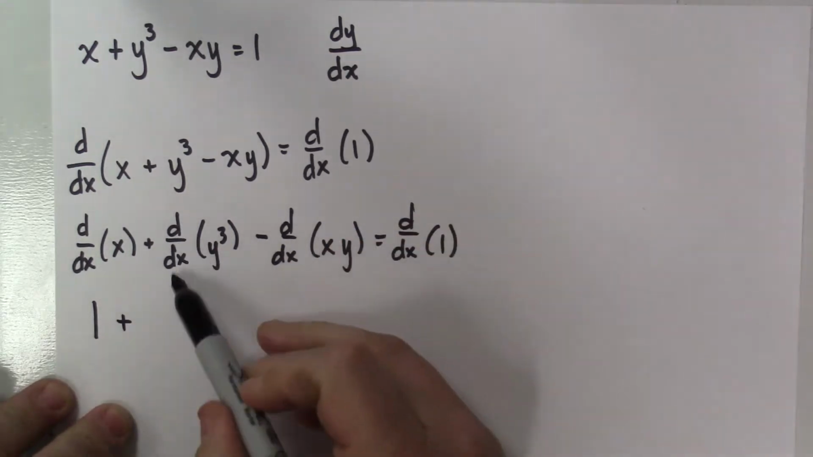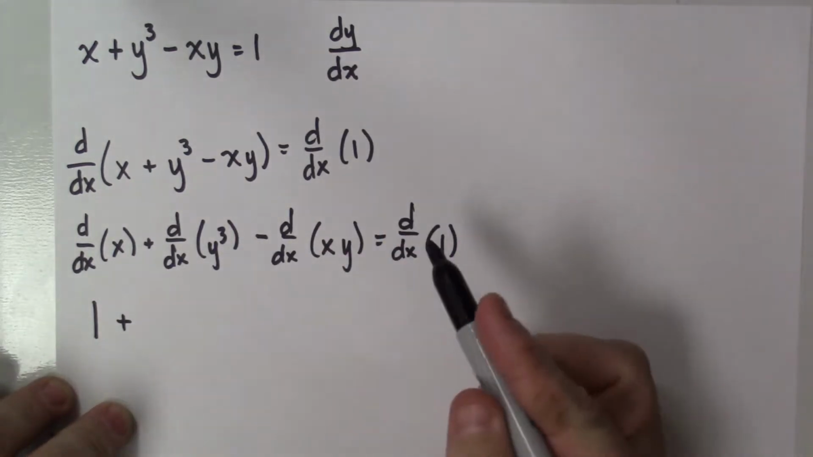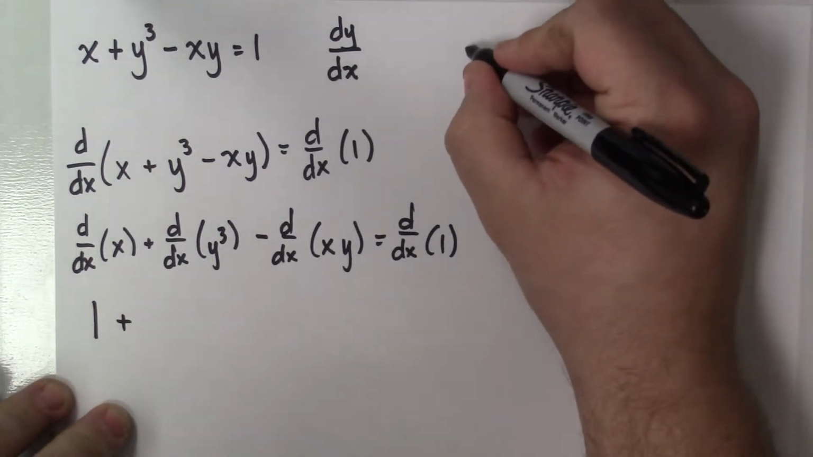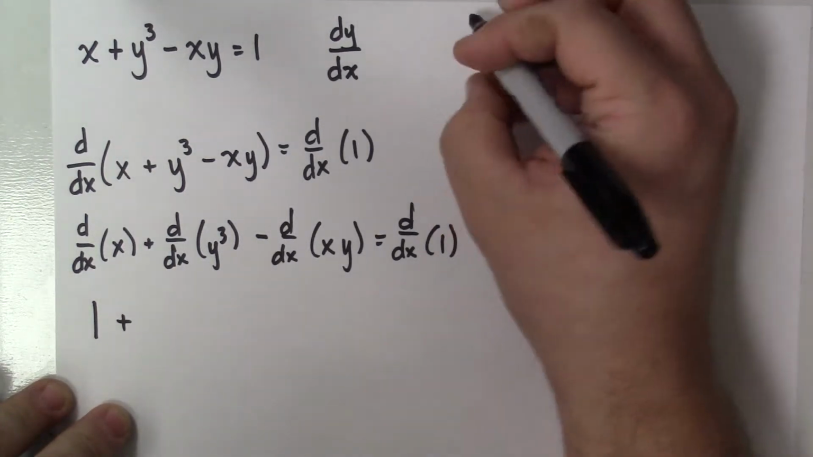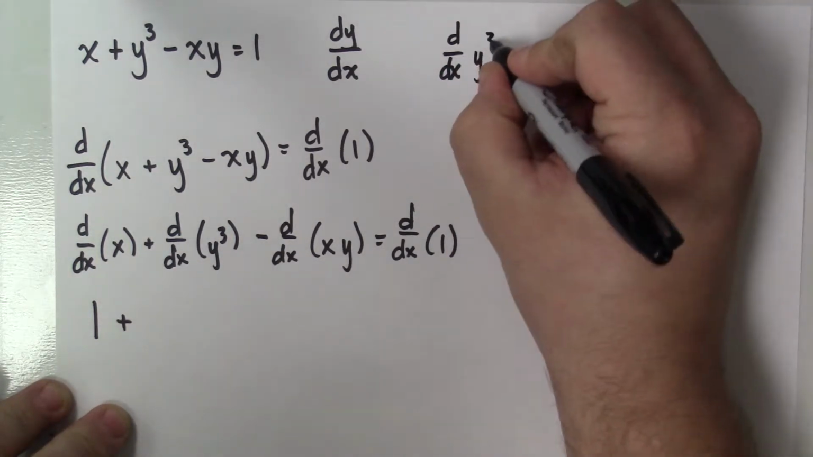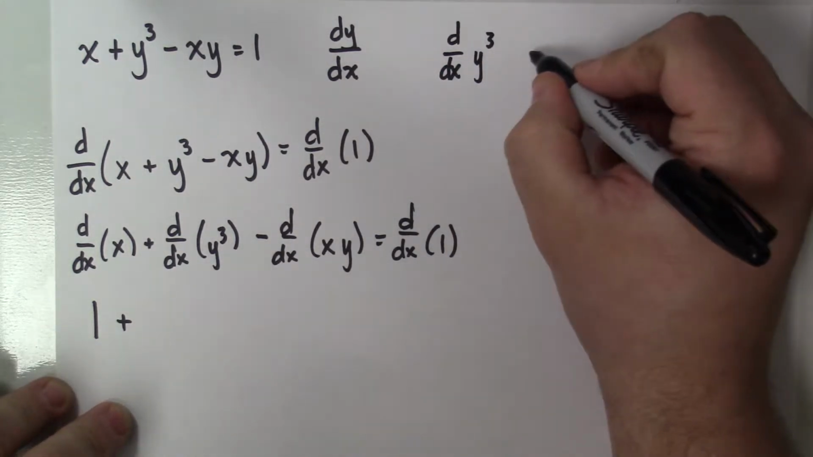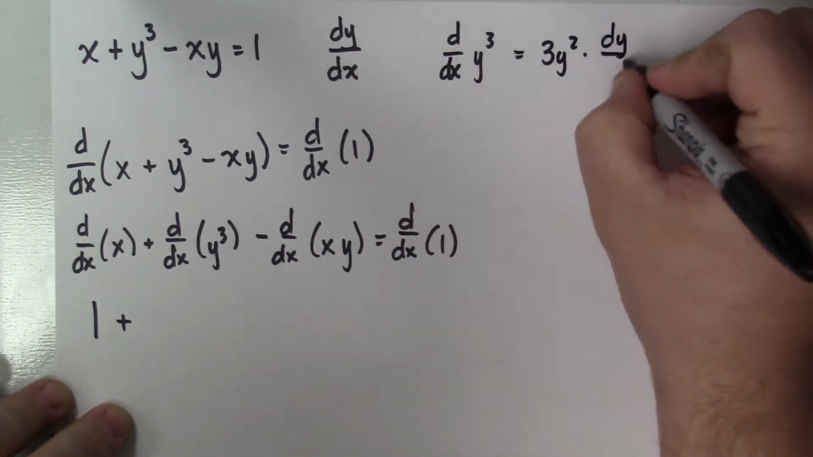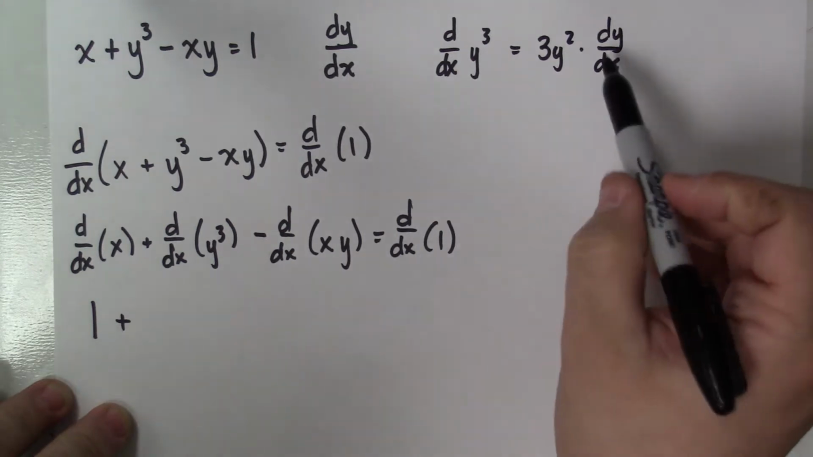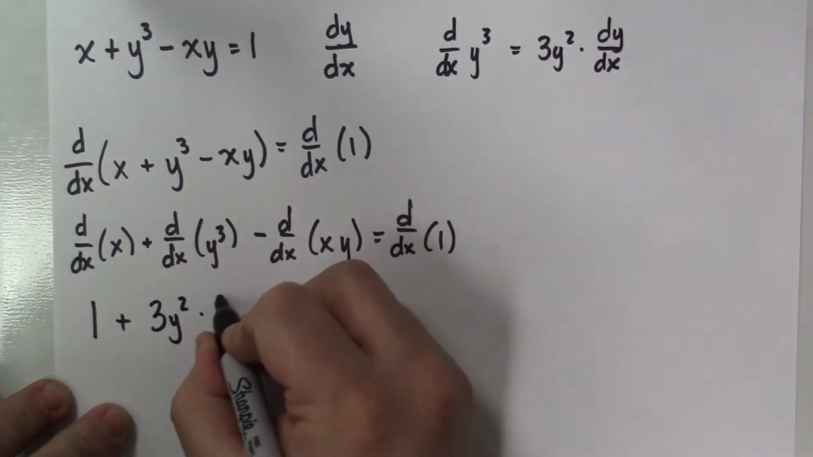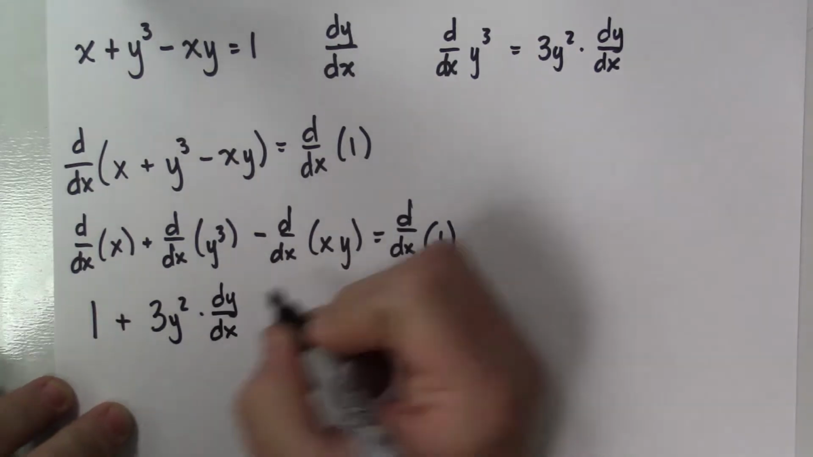The derivative with respect to x of y cubed, we kind of hinted at that in the last video. If y is a function of x, then d/dx of y cubed, I'm going to chain rule it and say that's 3y squared times the derivative of y with respect to x. And there's my first time that dy/dx is going to show up here. So 3y squared times dy/dx.